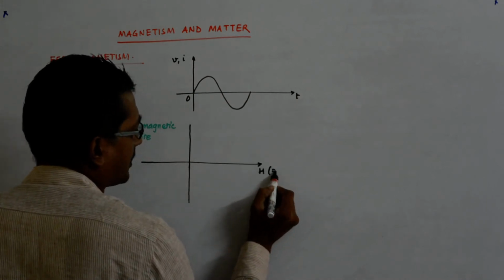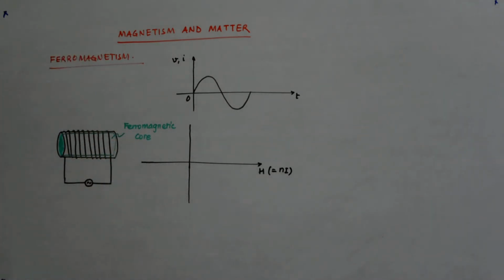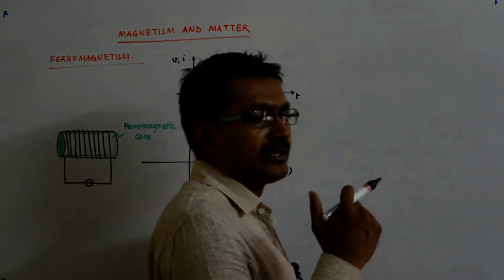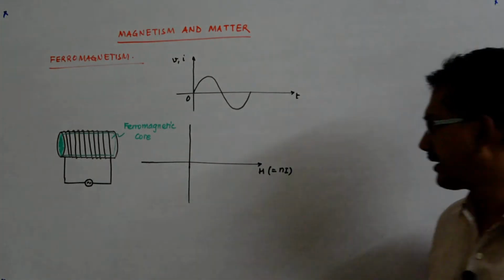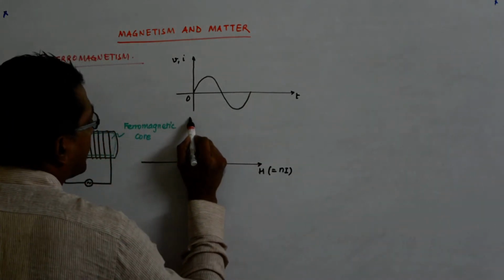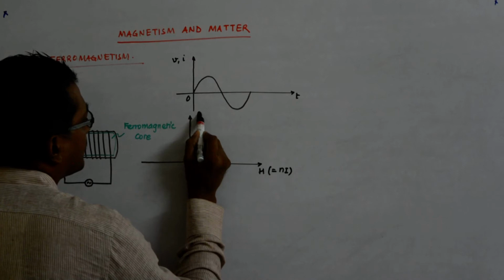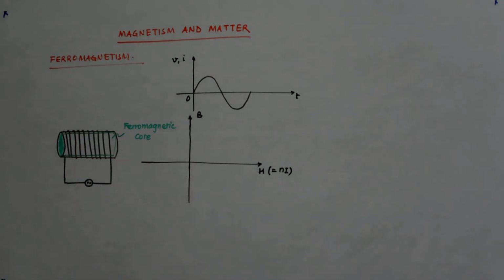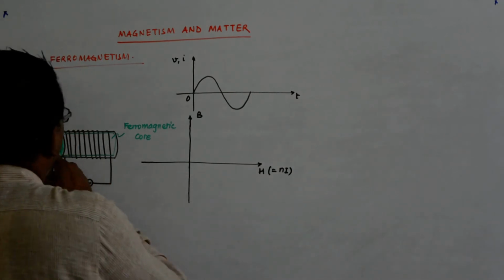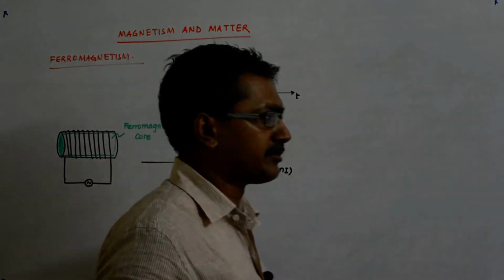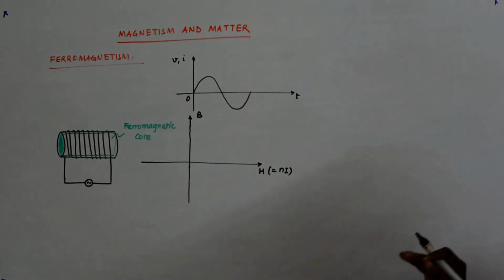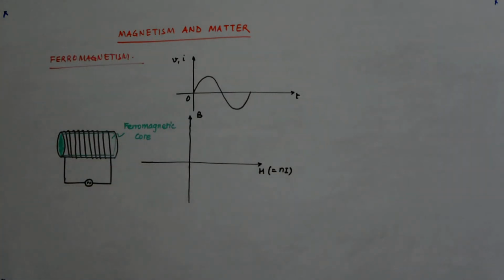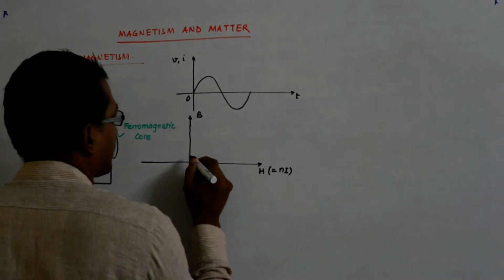So what happens on the x-axis? We draw H, and H is Ni, and Ni is what? The thing that actually drives the field, because B is mu naught Ni, right? So this is H, and here I have my B, that is the magnetic field, okay? Now initially the magnetization of this material is 0. So there is no net magnetization of the material. So it is something like this.